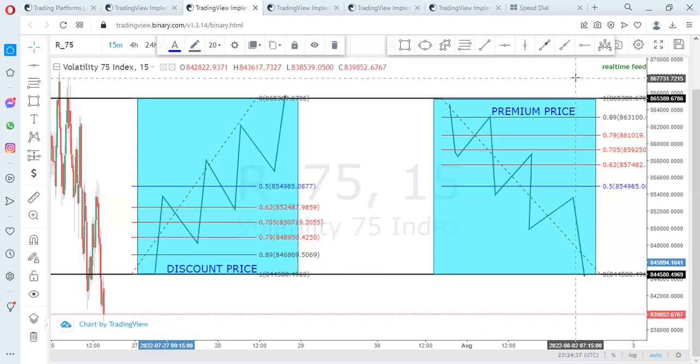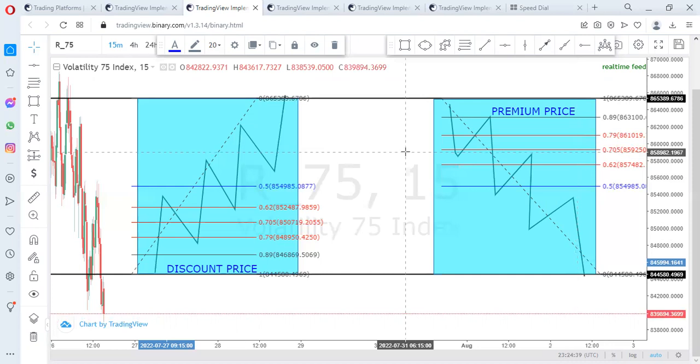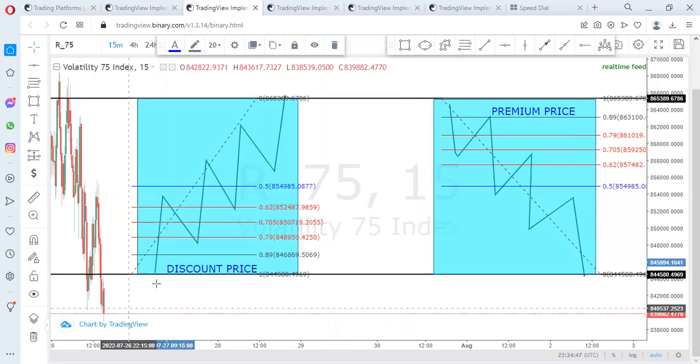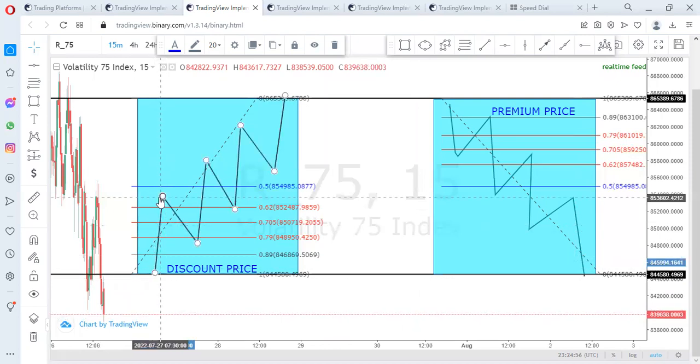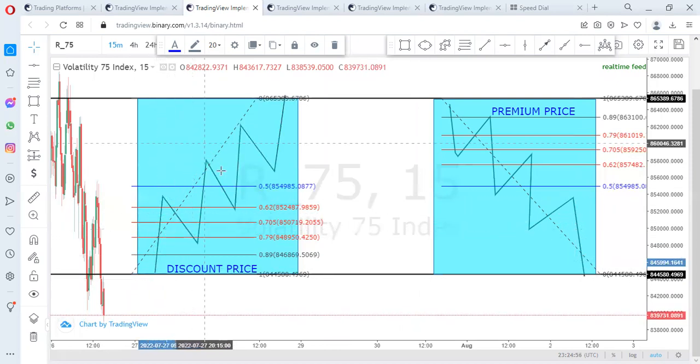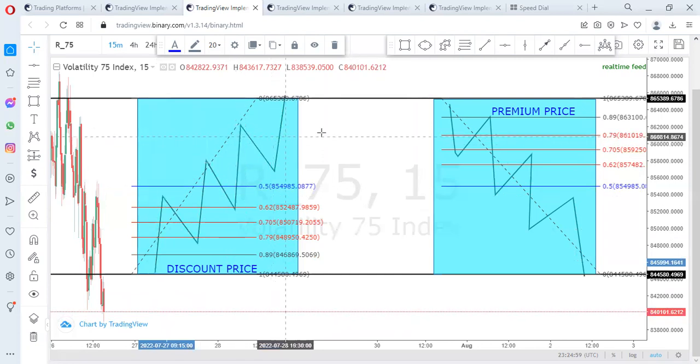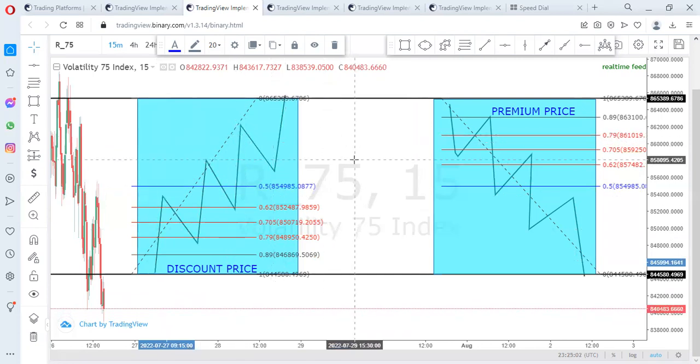So the number one thing I use my Fibonacci tool for is to determine my premium price and my discount price. For instance, if price is going up, like you see in this first diagram, price will be giving us a series of higher highs, higher lows. Just like an everyday commodity that we buy in the market, you don't want to be buying when the price of a commodity is high.